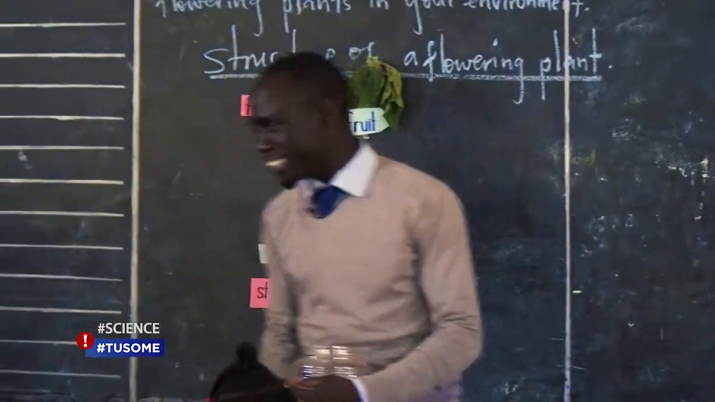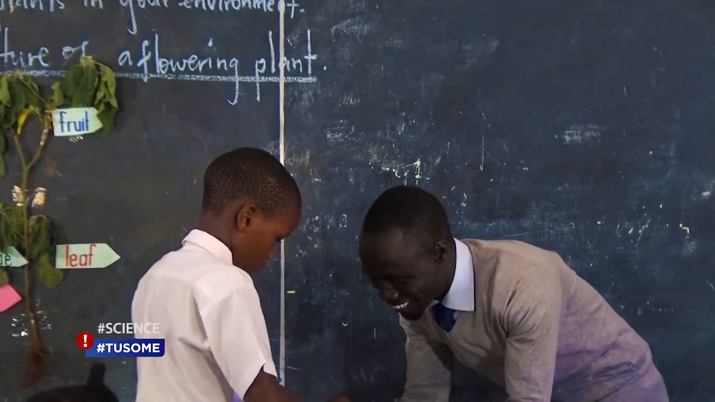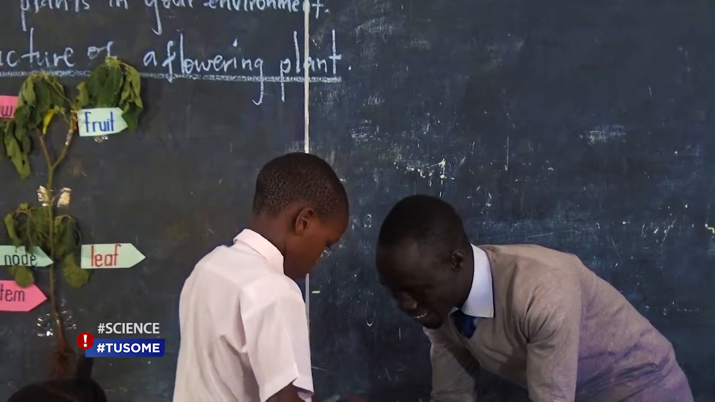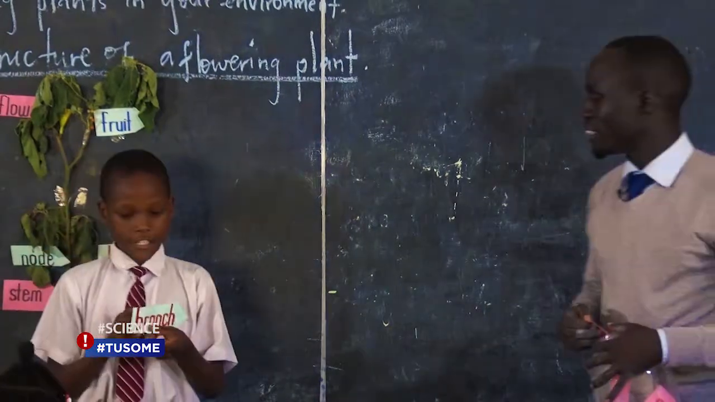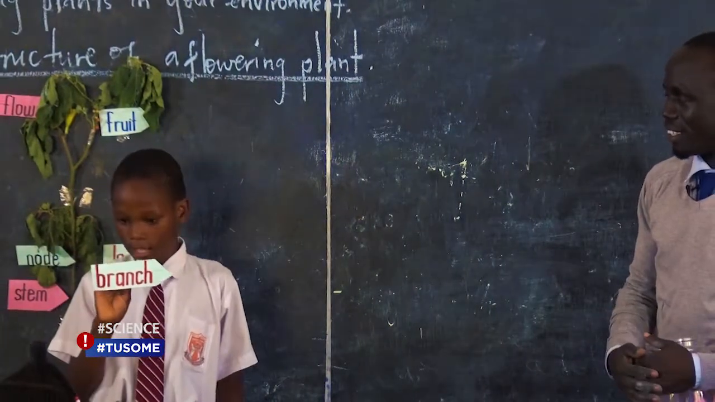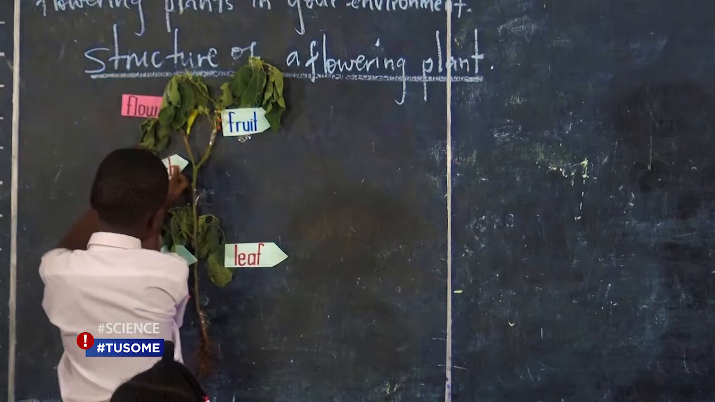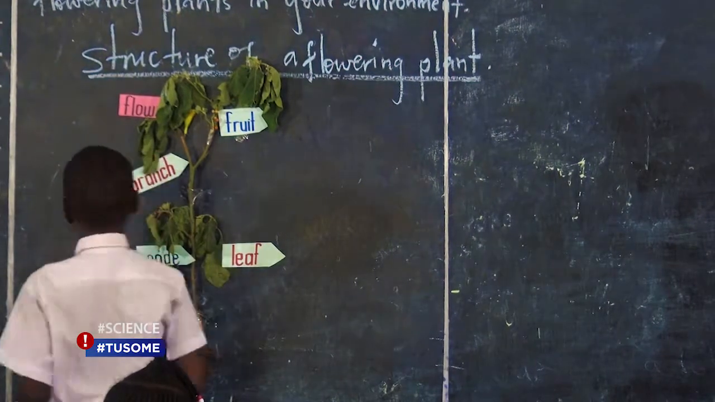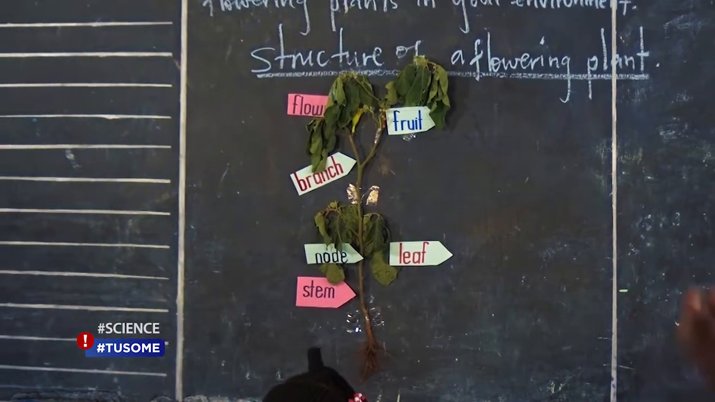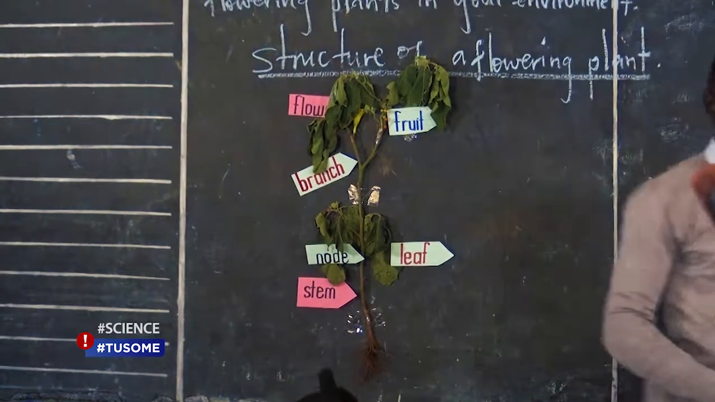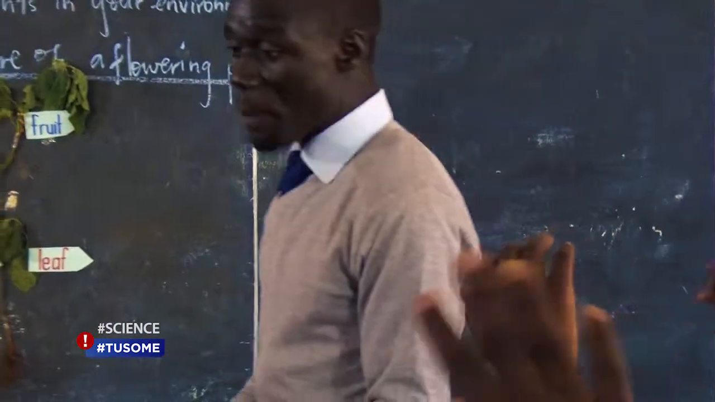Yes, Geoffrey. Come on. We mixed the words. Pick it. Okay, go on. Branch. B-R-A-N-C-H. Good. Is he correct? Yes. Can we clap for him? Good. Next person.